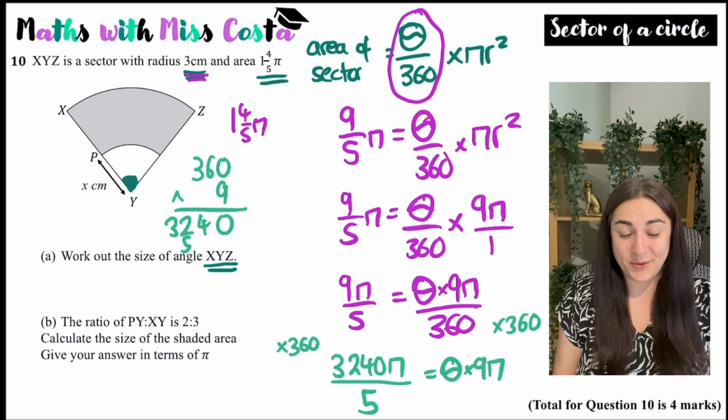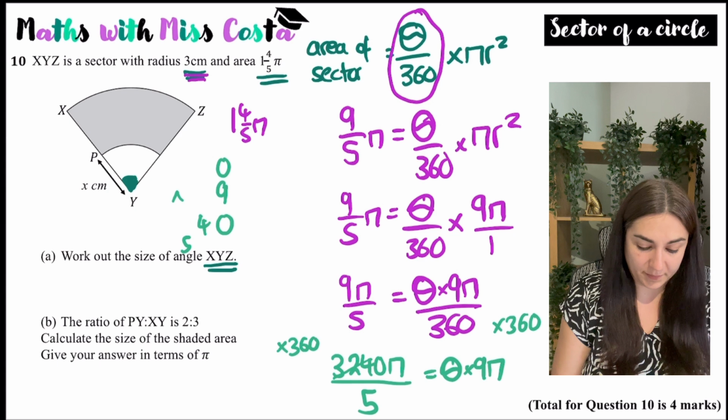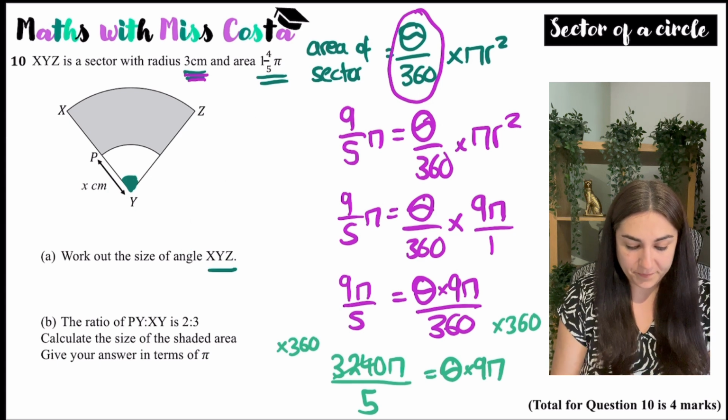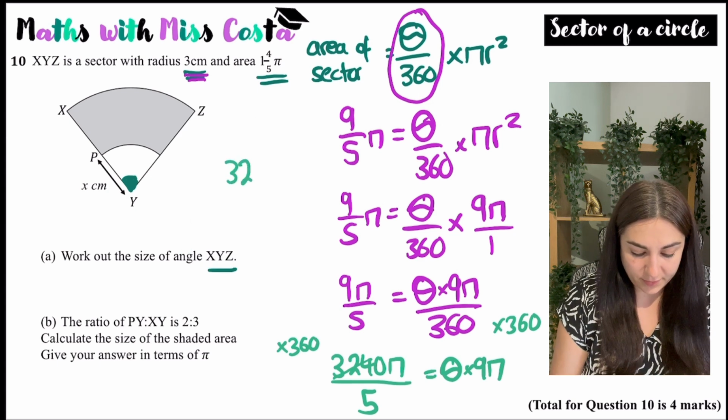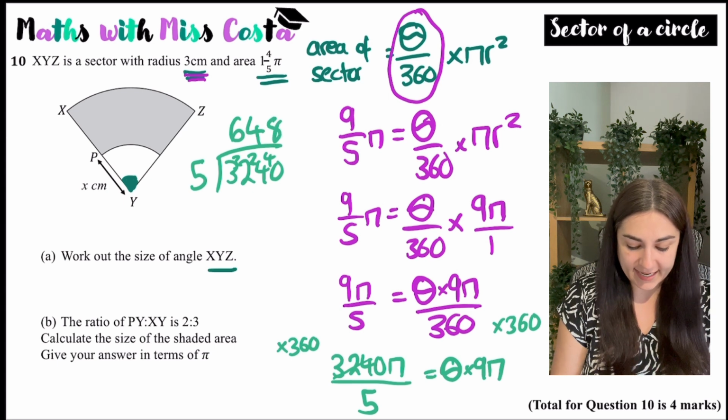There are loads of ways that you can continue this. You just do whichever method works best for you. I could first of all simplify 3,240 divided by 5. So let's start there. 3,240 divided by 5. 5's into 3 don't go. 5's into 32 is 6, remainder 2. 5's into 20 is 4, remainder 4. And 5's into 40 is 8.